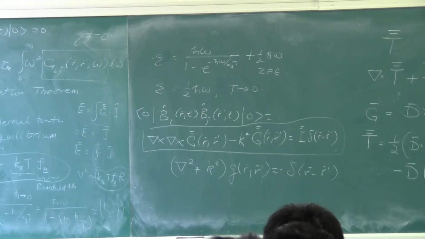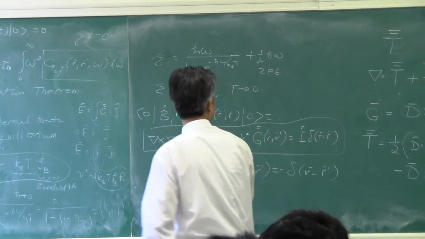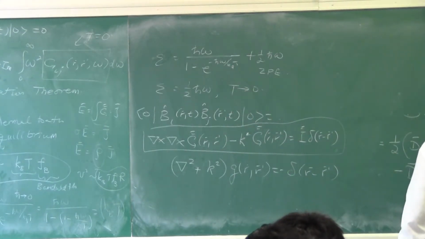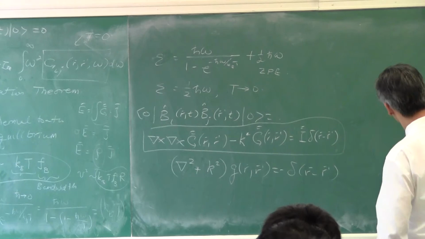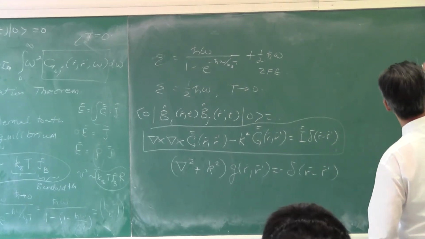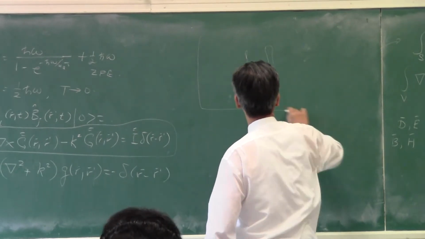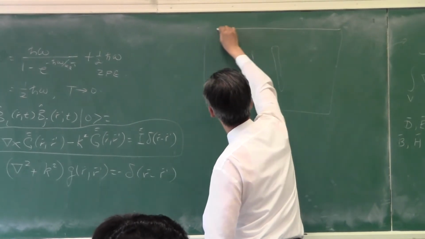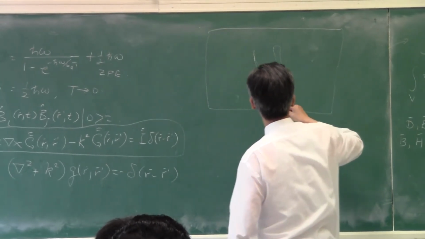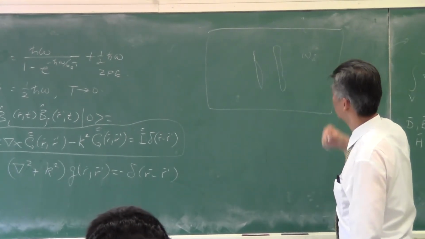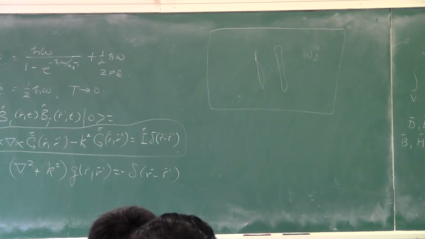What you do here is that you say you have two complicated structures, and say they are enclosed in a cavity. Okay? And then there will be resonance modes that this cavity has.